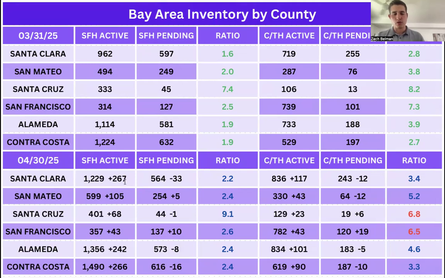Look at the inventory. It just keeps going up week after week. Okay, Santa Clara single family homes, right now there's about 1,200. A year ago, there was half that amount. So you've got twice as many options than you did a year ago.